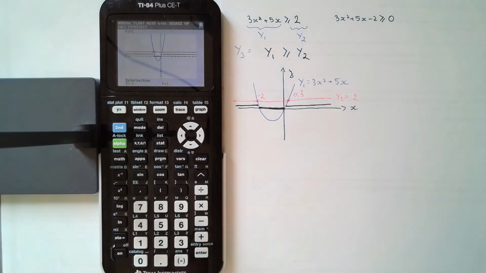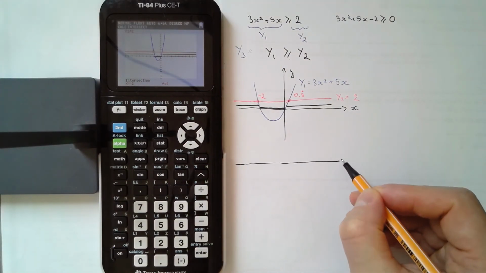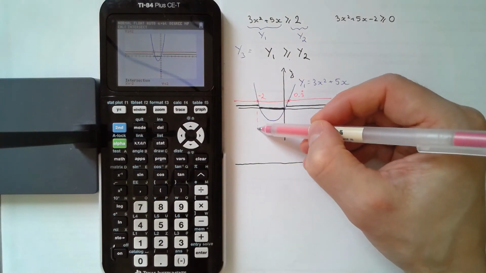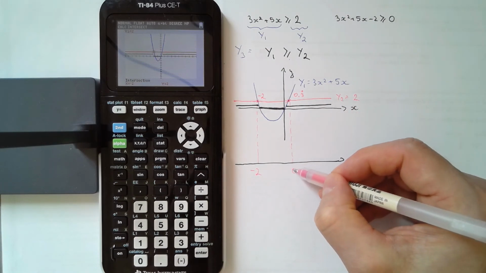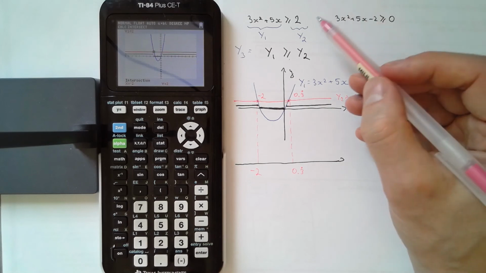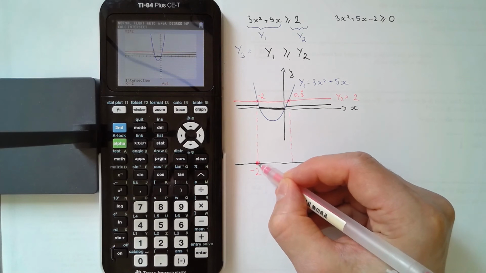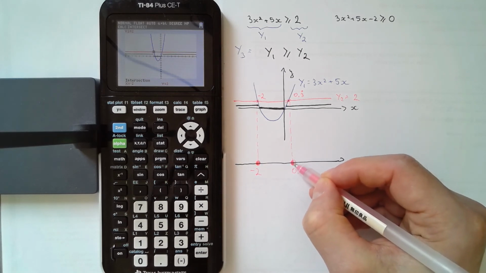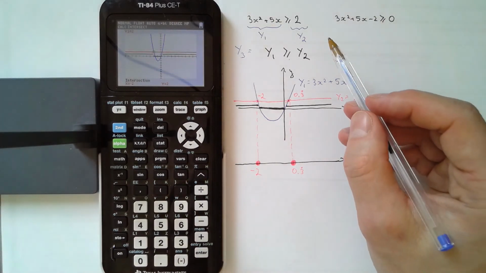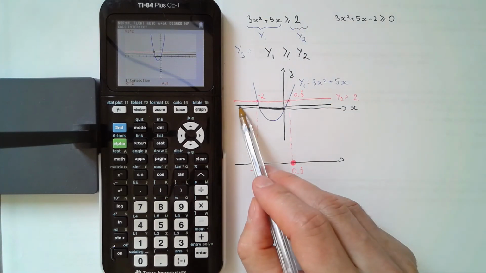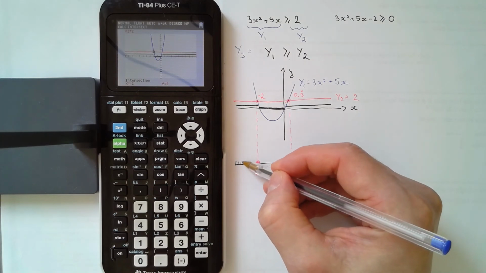But for clarity, I'm going to draw a number line. I'm going to copy these values down here. So this is -2, this is 0.3. Now, I want greater or equal to, so we are including -2, we are including 0.3 repeating, and I want to find out where this is greater or equal to 2, on this side and on that side. So these are my solution inclusively, and on this side as well.